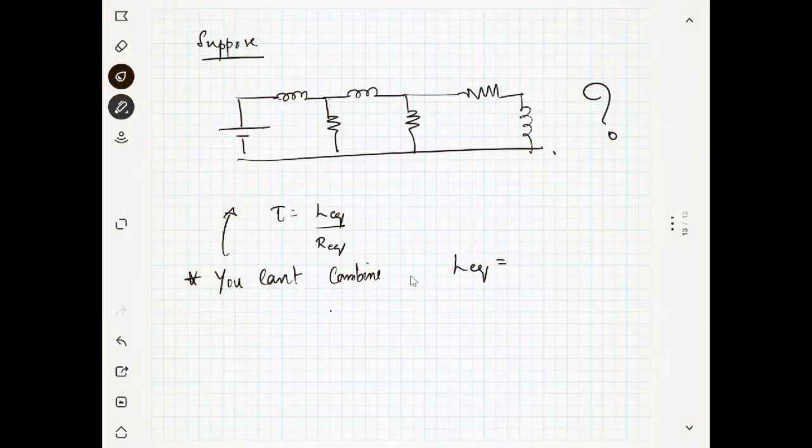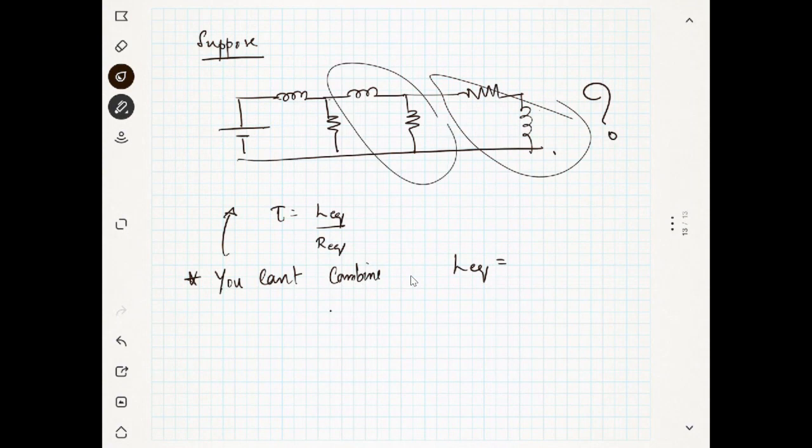You can see I cannot combine this end with this end. Is it possible? Yes, I understand, Doctor. For DC circuit, the inductor will not have impedance, it will be short. Just assume like this, there are two impedances.